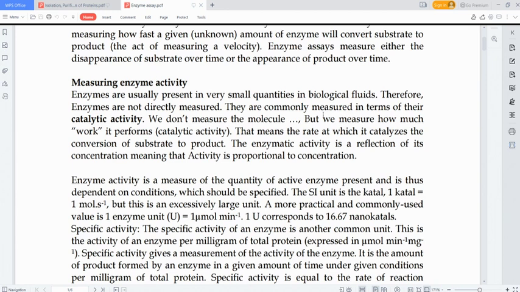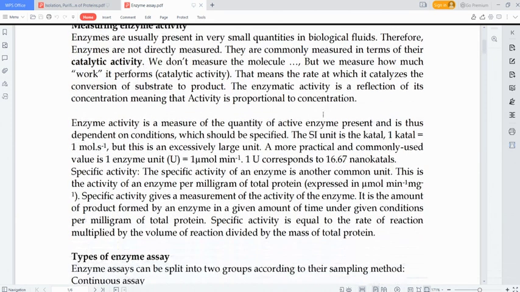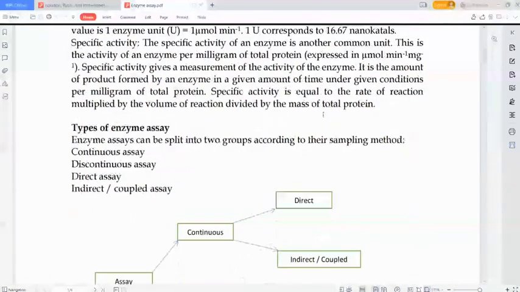Now, specific activity of an enzyme is another common unit that you use. That is the activity of the enzyme per milligram of the total protein. We mentioned that in the other lecture.